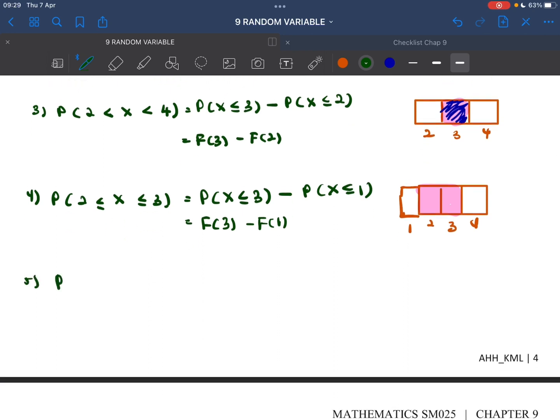Alright, so last one. Let's try if we have P(X > 2). This is one more important thing. If you have the probability that is greater, remember the cumulative can be denoted as X less than or equal, it has to be less than or equal. So if you have probability greater, the first thing that you have to do is write 1 minus. So why do we have to write 1 minus? Let's represent it as the box here. Let's say we have 1, 2, 3 or 2, 3, 4.